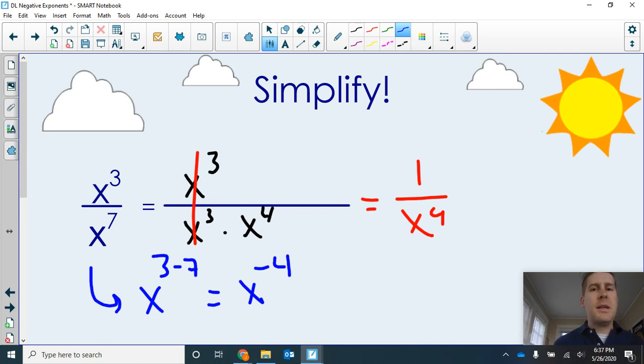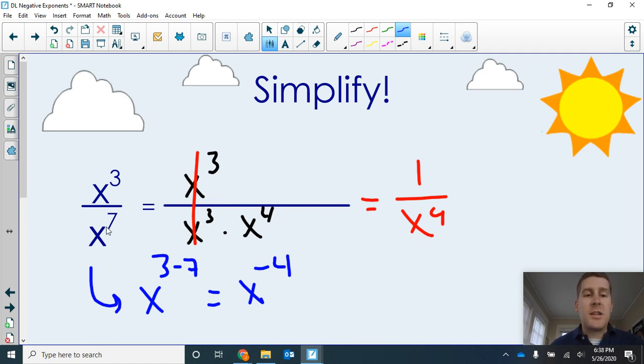X to the negative fourth means x times itself negative 4 times. How can you multiply something by itself a negative number of times? You can't. That just doesn't make sense. And this is where our issue is. So here's what we're going to do, folks.